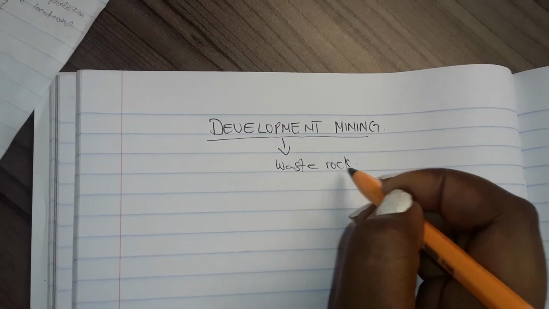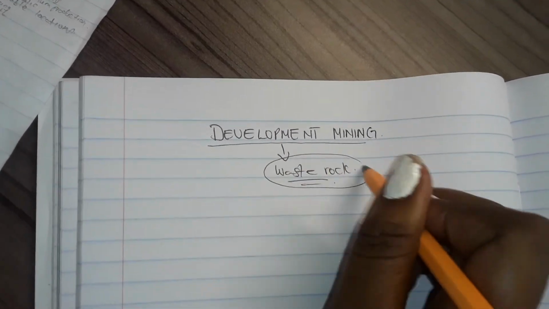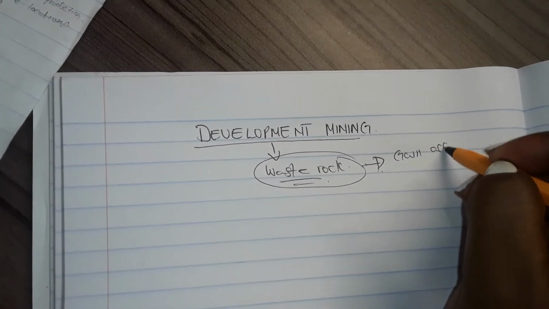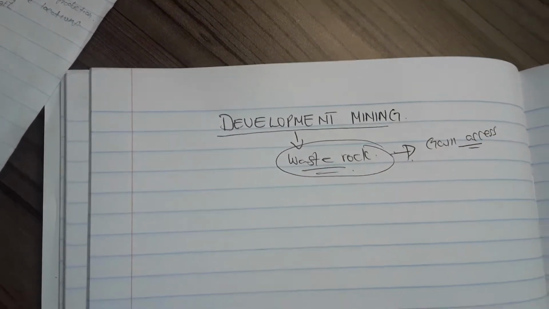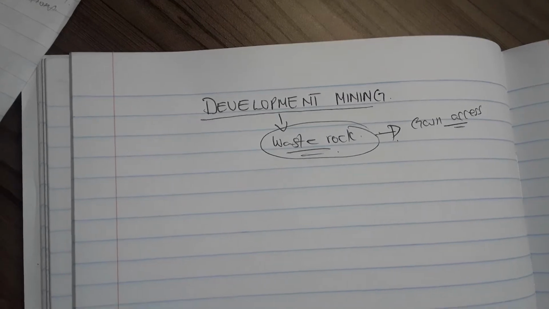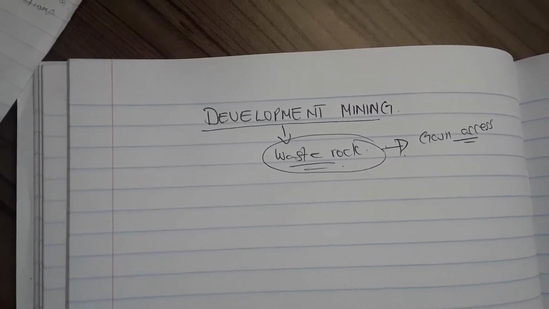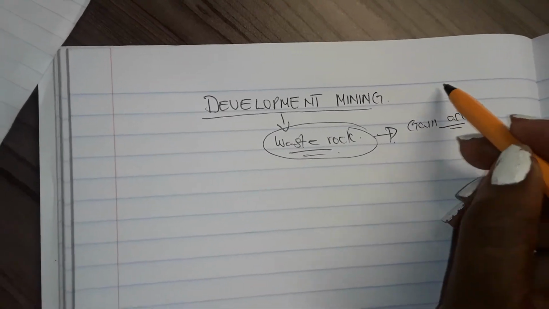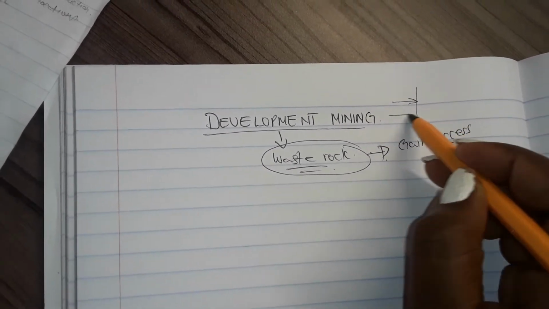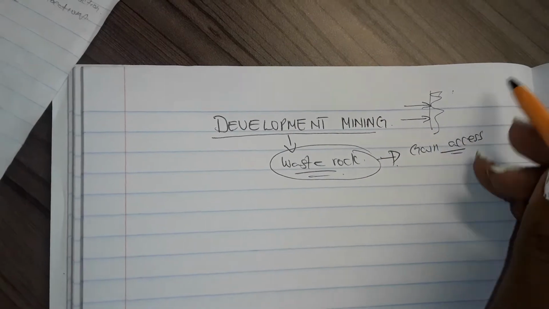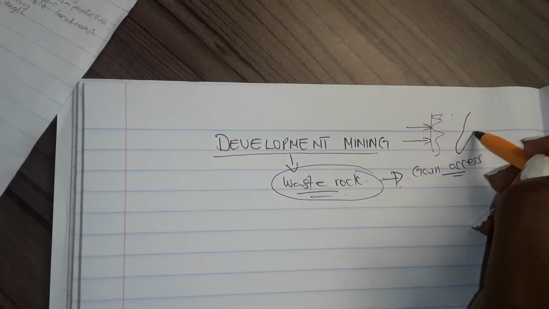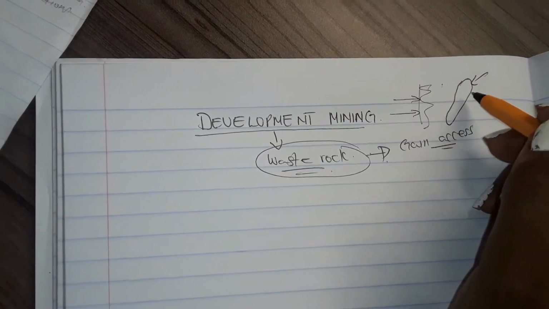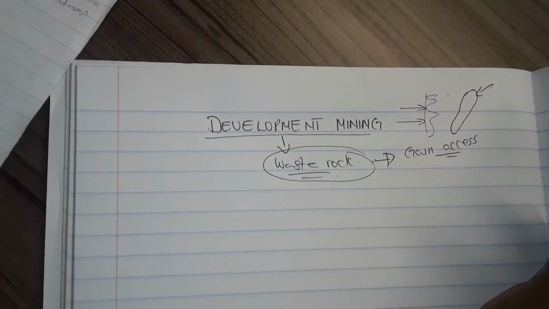What is the purpose of development mining? We do development mining when we want to gain access to the ore body. That's the main purpose of development mining, because we are underground and breaking through the waste rock, and the ore body is somewhere there, and that is the portion that we are so interested in. So we do development mining.